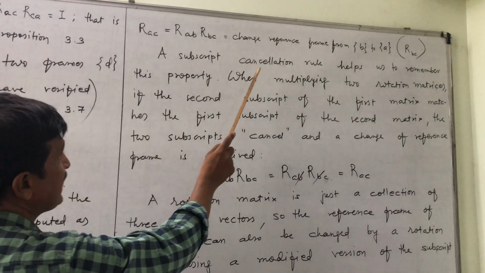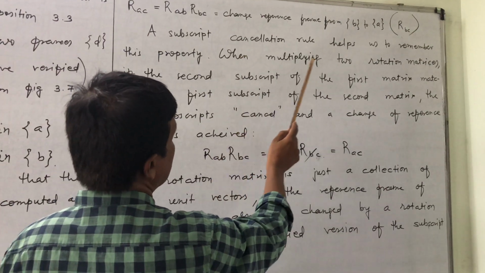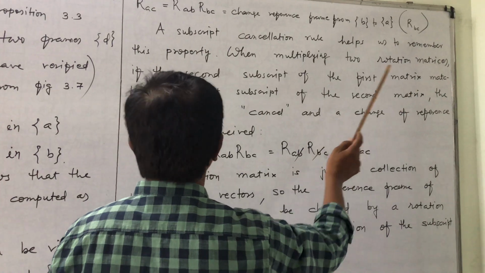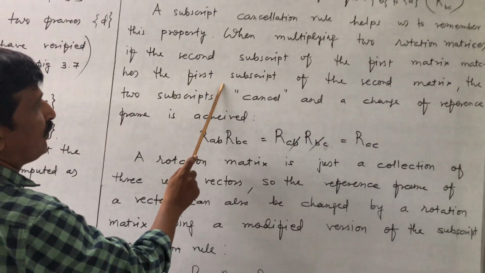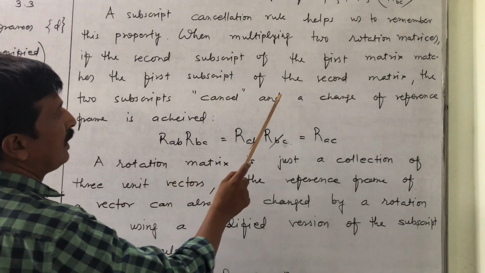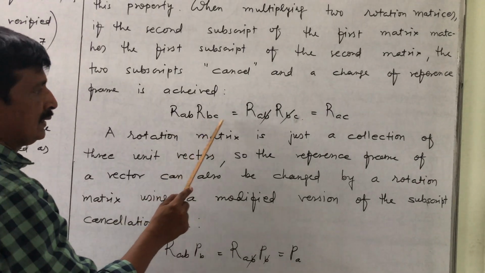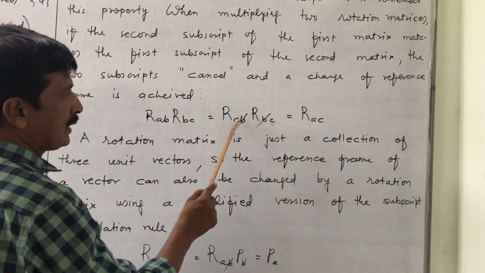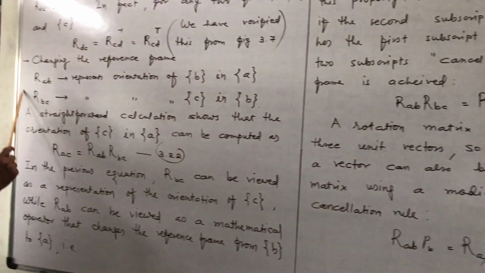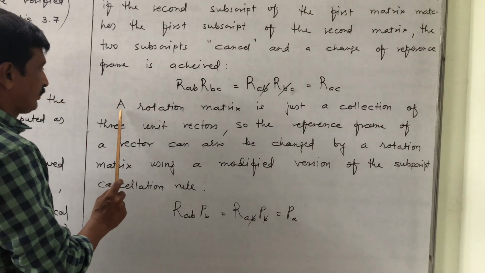A subscript cancellation rule helps us remember this property. When multiplying two rotation matrices, if the second subscript of the first matrix matches the first subscript of the second matrix, the two subscripts cancel and a change of reference frame is achieved. That is, RAB into RBC, with the B's cancelling out, equals RAC. So the symbol notation helps.